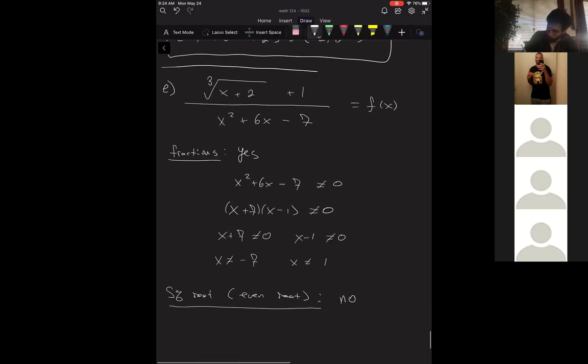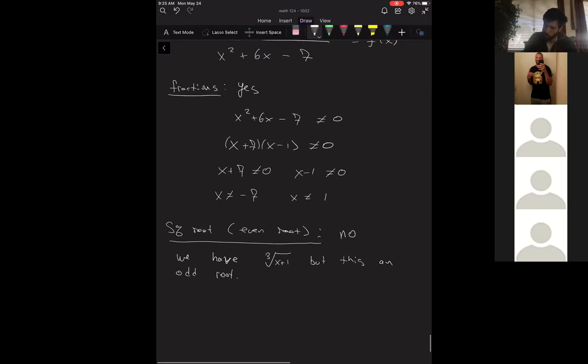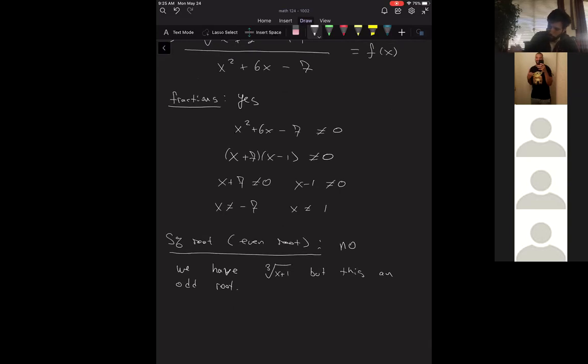Because all we have here is the cube root of x plus 1, but this is an odd root. So we don't care about odd roots. All we care about is even roots. There are no even roots here, so nothing to worry about. So the only issues were when x is equal to minus 7 and x is equal to positive 1.